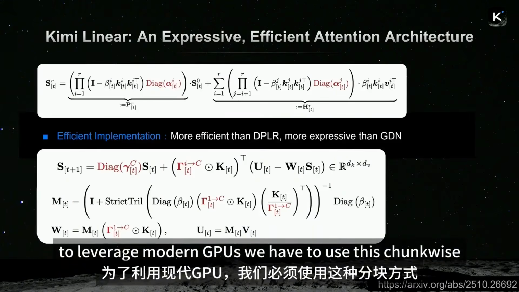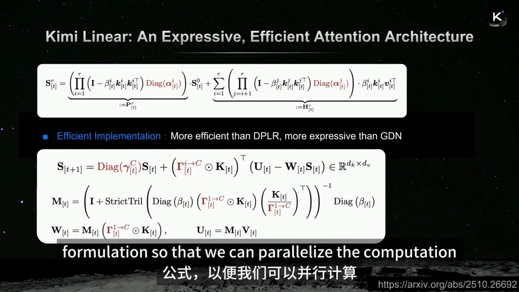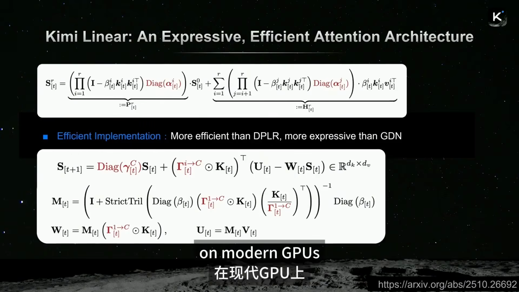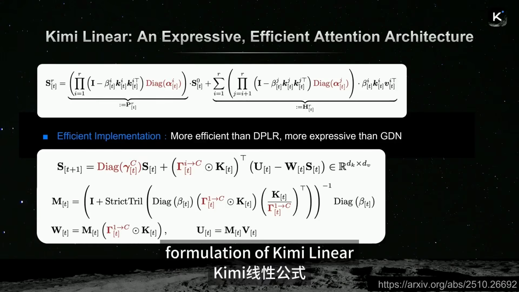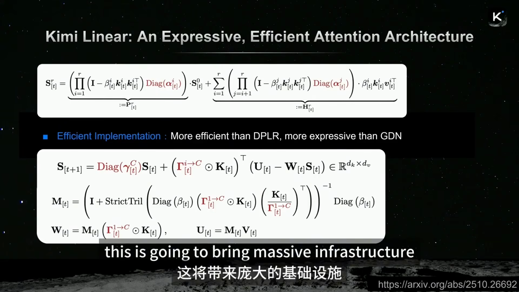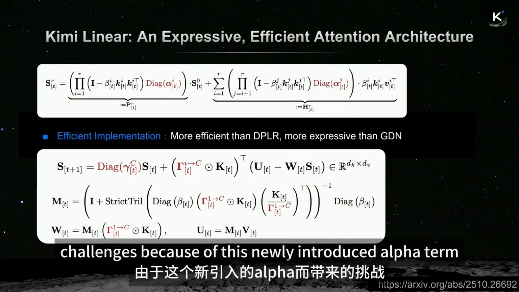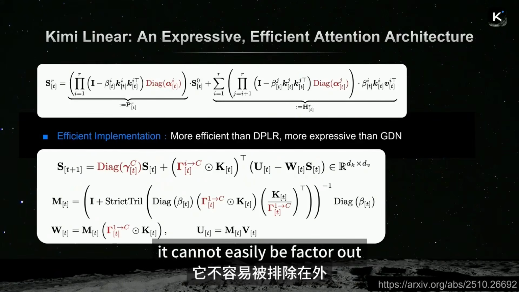And of course, to leverage modern GPUs, we have to use this chunk-wise formulation so that we can parallelize the computation on modern GPUs. So the first equation here is the chunk-wise formulation of Kimi Linear. But as you can see, this is going to bring massive infrastructure challenges because of this newly introduced alpha term. Because now it is a matrix instead of a scalar, it can no longer easily be factored out.